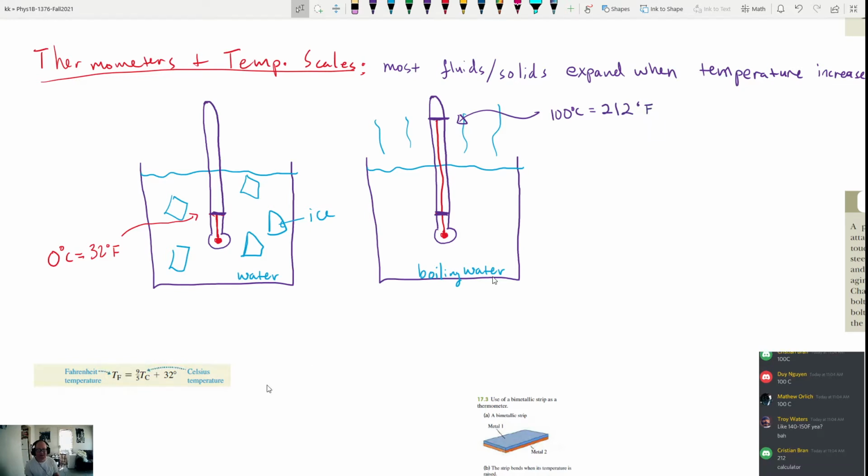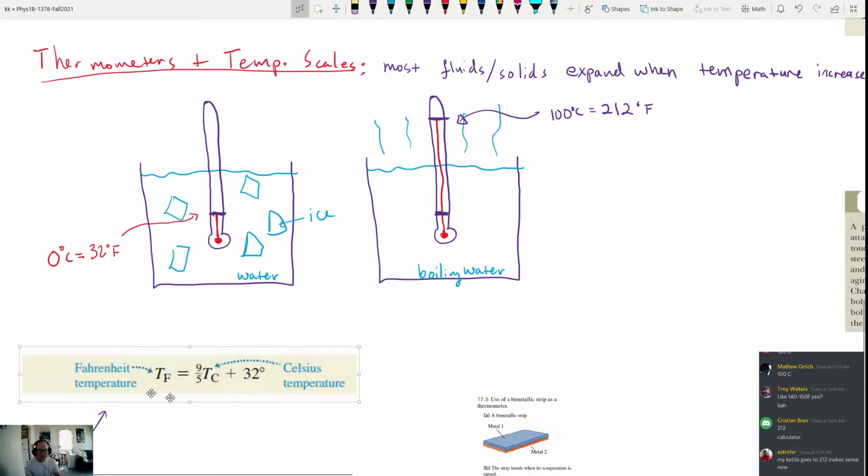Oh, you did the calculation with this one, huh? Okay, that's fine. That's just as good. All right, so 212, that's correct. Your kettle goes to 212, it makes sense. So this is the conversion factor right here between Fahrenheit temperature and Celsius temperature if you want to use it. It's a very strange conversion factor, but it has this plus 32 here because 0 on the Celsius scale is 32 on the Fahrenheit scale.